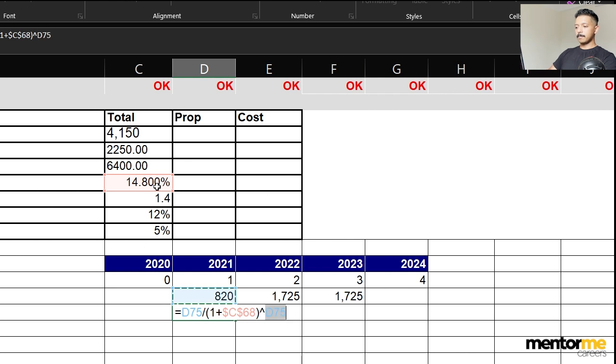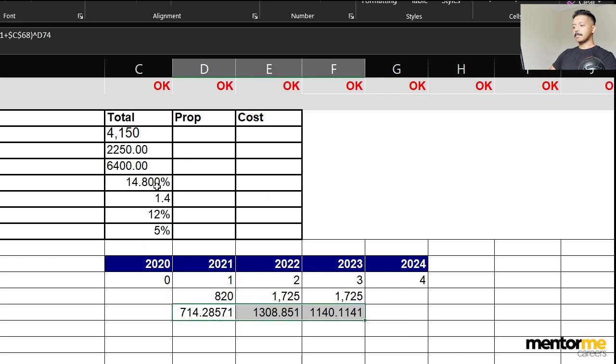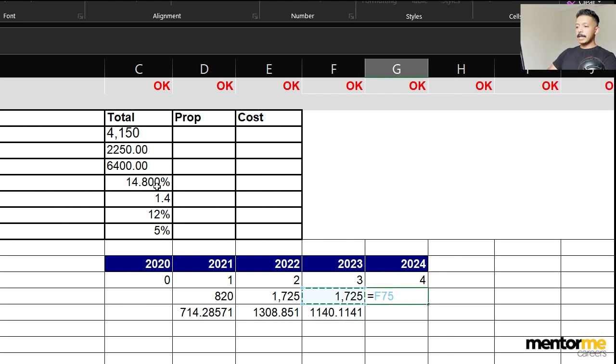raised to the year value. So that's my present value. But remember, again, the company does not stop at 2023. So we have to take the perpetual cash flow growth rate.